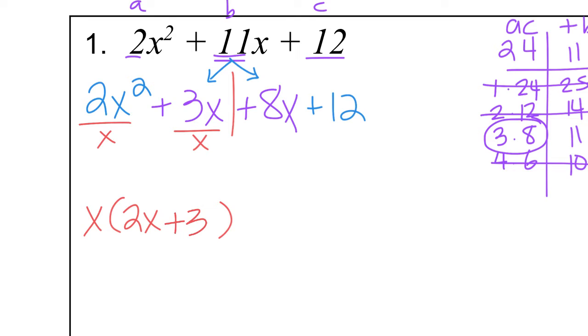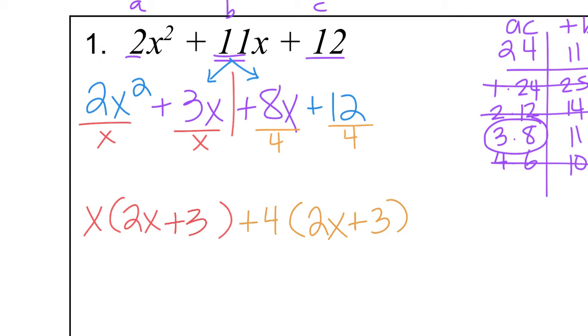Okay, now for the second half of that, 8x and 12, what do they have in common? So this time they don't have an x, but they are both divisible by 4. So we're going to write our positive 4 and say what happens when we divide. 8 divided by 4 is 2, but it still has an x, and 12 divided by 4 is 3.